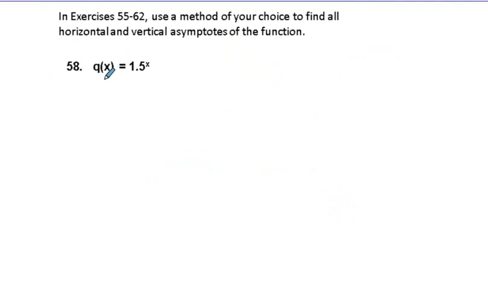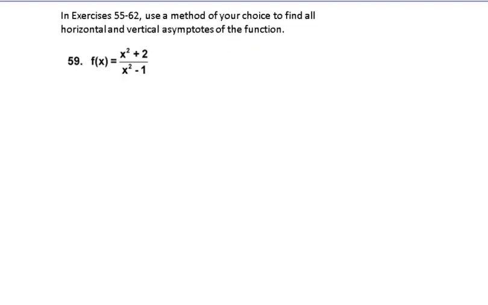Okay, next we have 58. Q of x equals 1.5 to the power of x. Now, first of all, for vertical asymptote, I was going to go to the odd number problems. For vertical asymptote, do we have the function undefined for any value of x? No. So there are going to be no vertical asymptotes here. I'm going to go on to the odd number, which is 59.